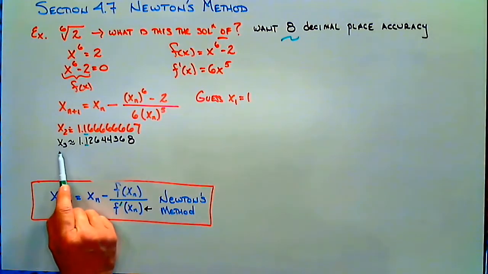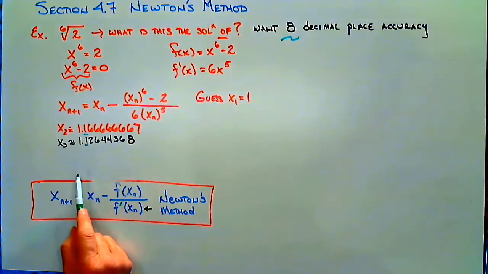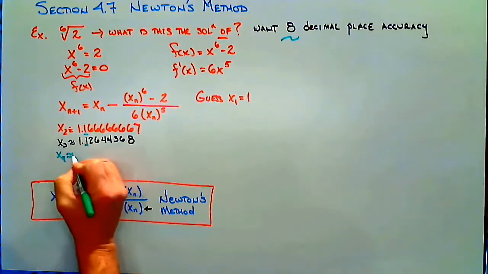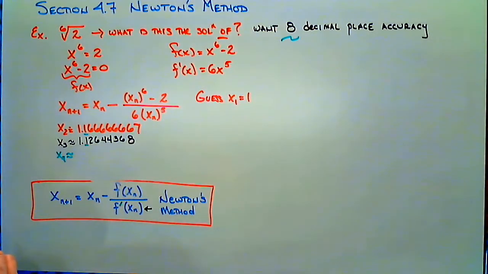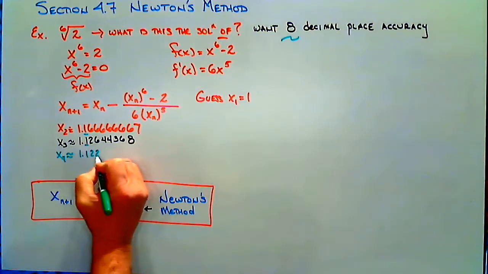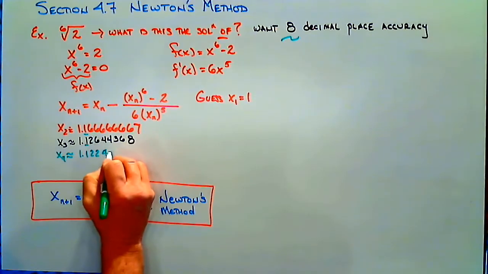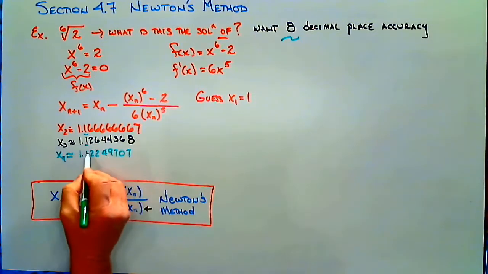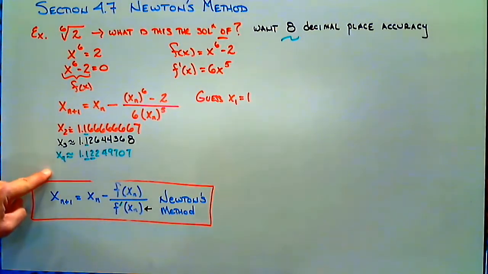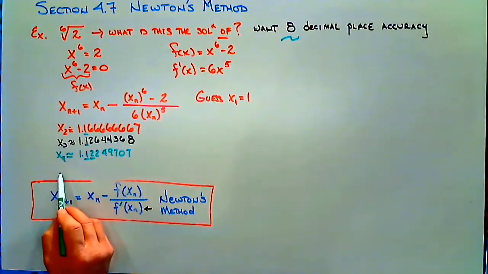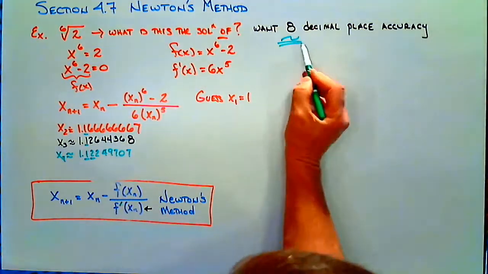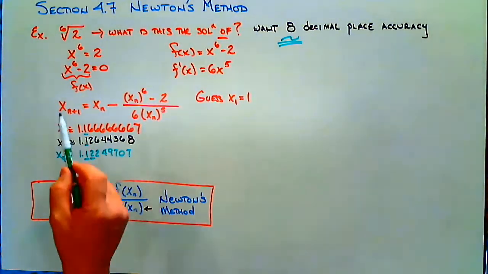So, right now we have 1 decimal place accuracy. When we do x of 4, right, and again, I'm just copying this down from the book, x of 4 turns out to be 1.1224977. And now if we look, we're up to 2 decimal place accuracy. And we would just keep repeating this until our next answer matches all 8 decimals of our previous answer, because they want all 8.